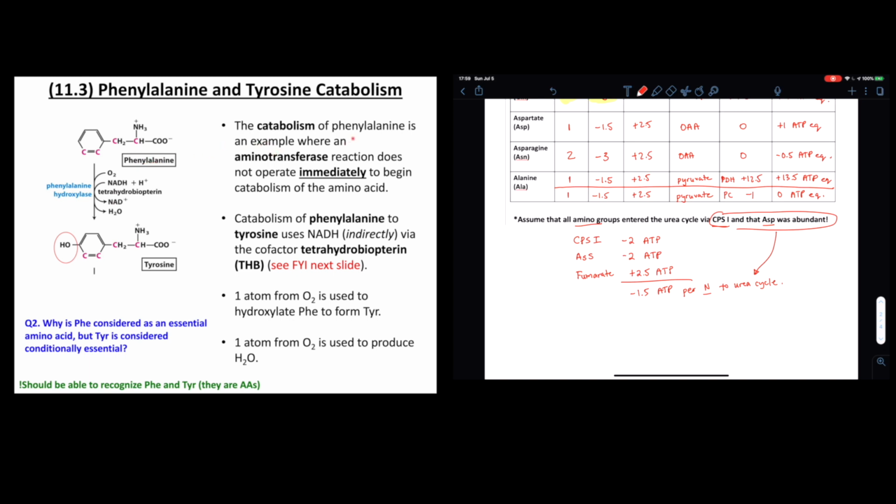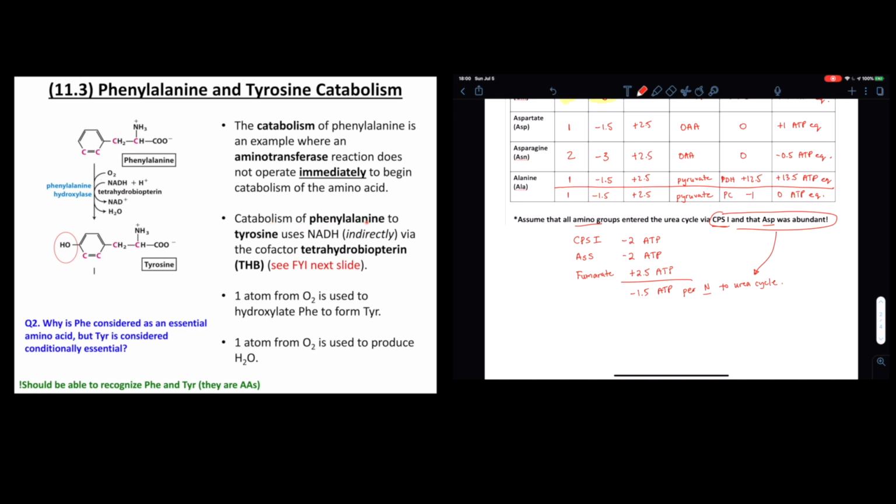Now, phenylalanine is kind of weird because when it's being catabolized by the body, like being broken down, it does not require an amino acid aminotransferase right away. So what happens here is that phenylalanine actually gets converted into tyrosine first, and then it's going to be met with an aminotransferase. But let's talk about this enzyme because it has some health implications as well, okay? So let's look at this.